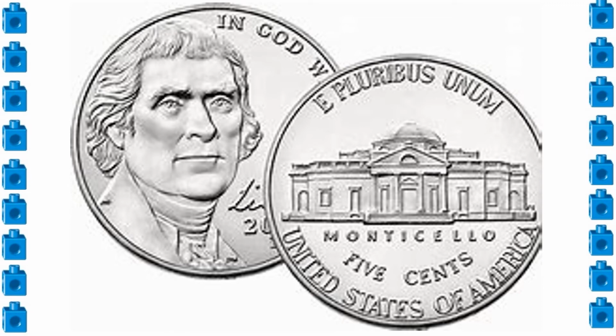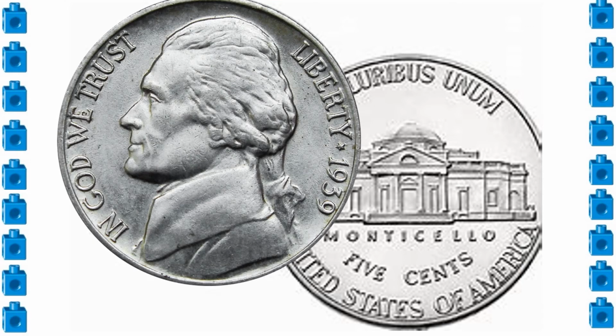Then we have the nickel, which is the thickest coin. It has Thomas Jefferson on the front. Now, this is a newer nickel. You might have seen this one more often. Okay, it's still Thomas Jefferson, and it tells you on the obverse, 5 cents. By the way, that house that you see there, Monticello, that's where Thomas Jefferson lived.